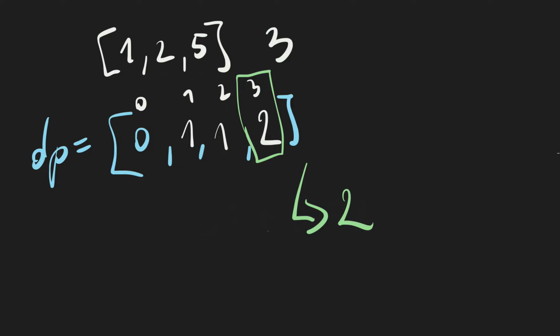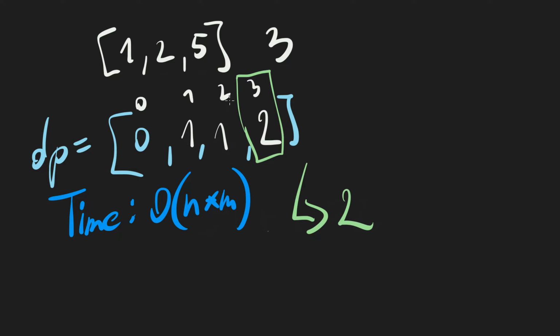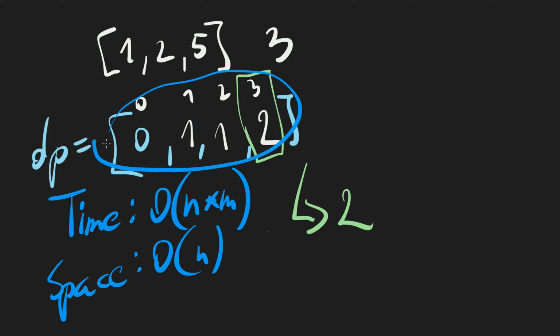Let's talk about time and space complexity for this one. For time, it's O of N times M, where N is the amount and M is the number of coins. And for space, it's O of N, where N is the amount. Now you can pause this video and try to solve it yourself. Remember, you have two for loops: the outer loop would be looping over these elements, and the inner loop would be looping through all of the coins.